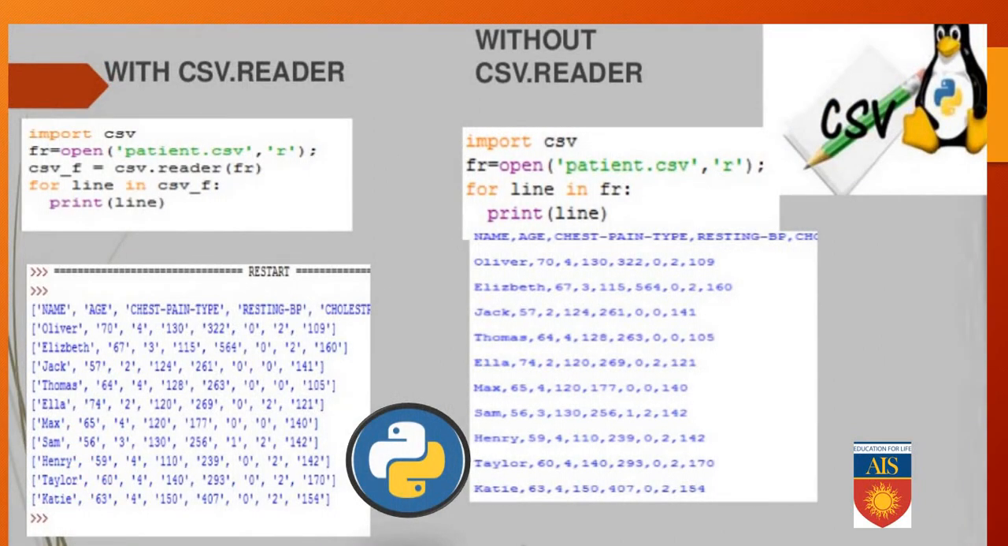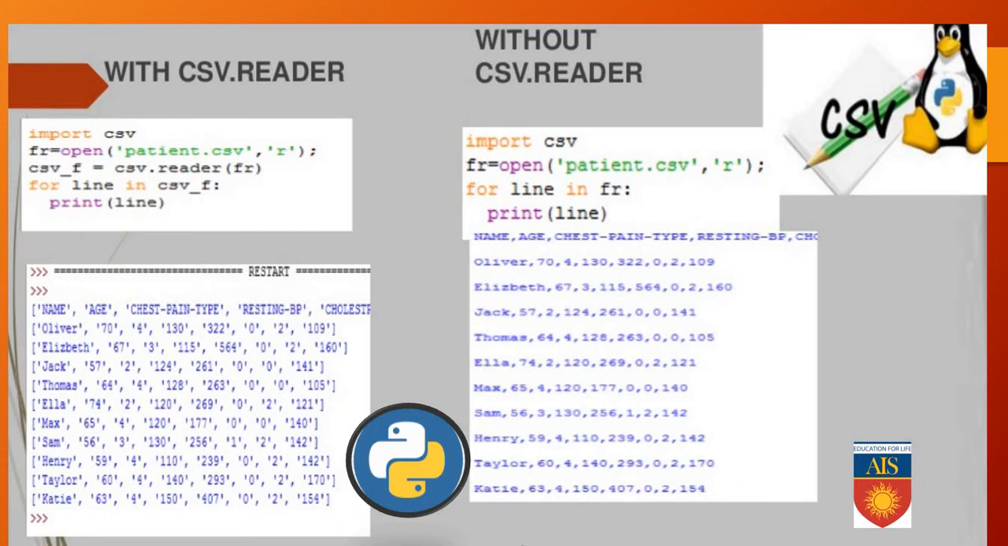On the left hand side here we can see the example that is with CSV reader, and on the right hand side we are getting the option without the CSV reader. First we need to focus on the code and then the output. So first we will follow with CSV reader.